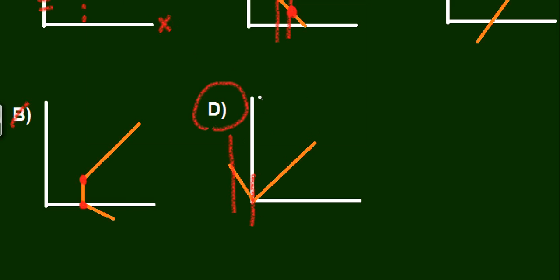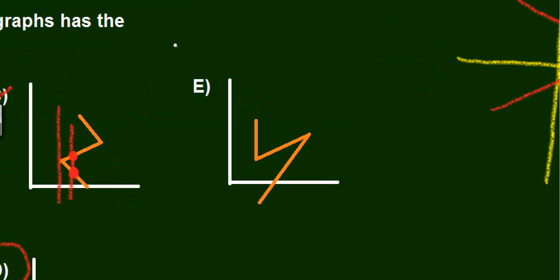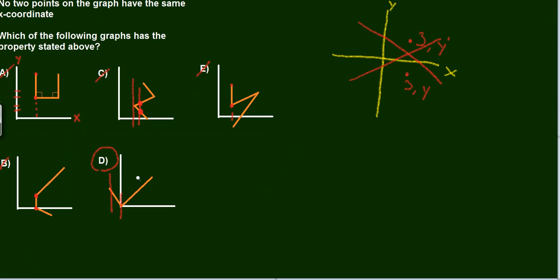But let's just check out E to make sure we didn't mess up somehow, because that could happen. Alright, and E, just like A and B, I believe, right from the get-go, we have this line here, this vertical line. That's not going to work out. 2 points of the same x-coordinate right here, so that's no good. We can cross out E, and I think we can confidently say that D is the correct choice for this problem. The only one that follows our statement, no 2 points on the graph have the same x-coordinate.